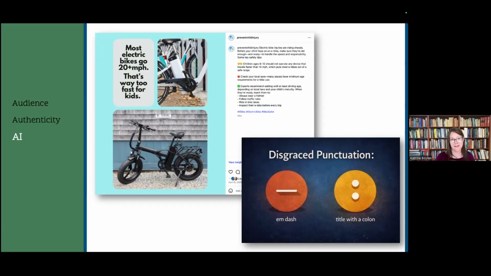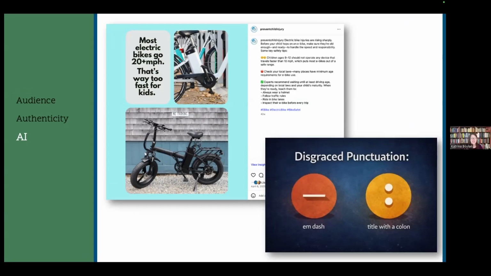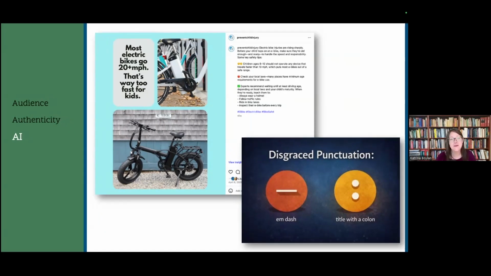Now, on the bottom right, this is one that's personal to our team. The idea of disgraced punctuation, or the idea that certain pieces of punctuation mean you used AI. Now, that's a problem for us because I know at least two, if not all members of our team, the M dash is our favorite piece of punctuation. I personally, I've loved the M dash since I was in high school. And so the idea that the M dash is now an indicator that something is fake is problematic for me because we use it all the time.